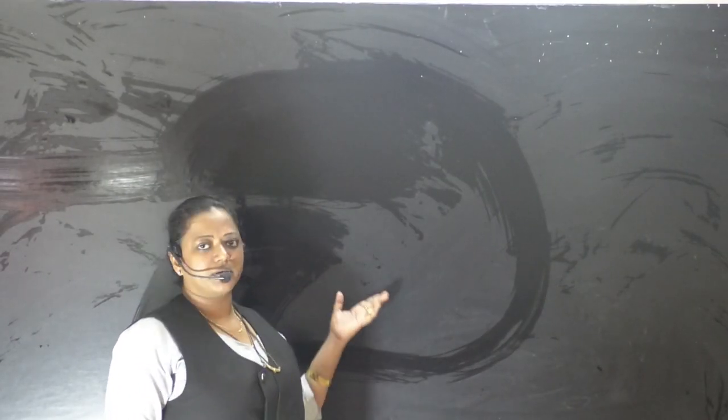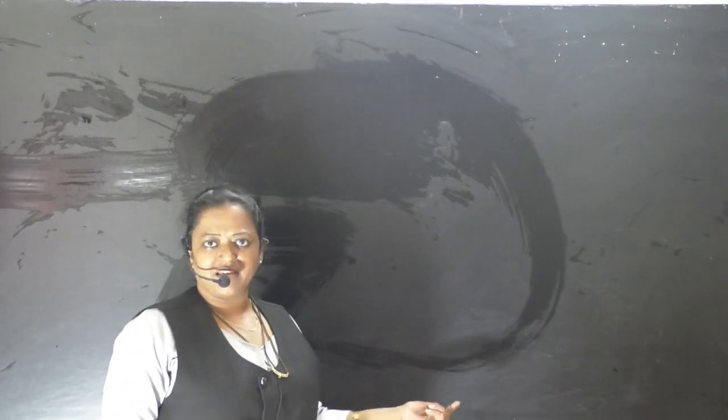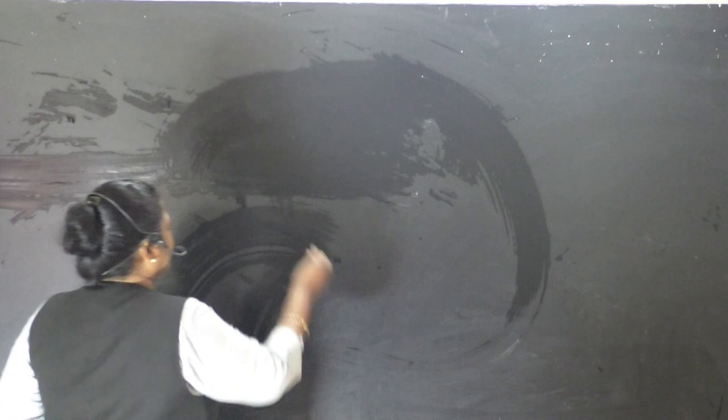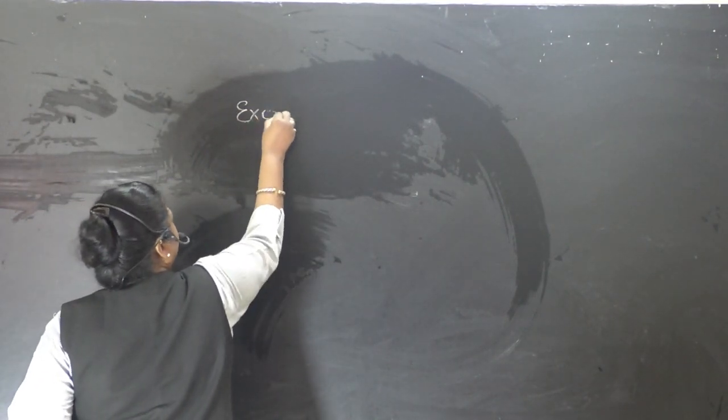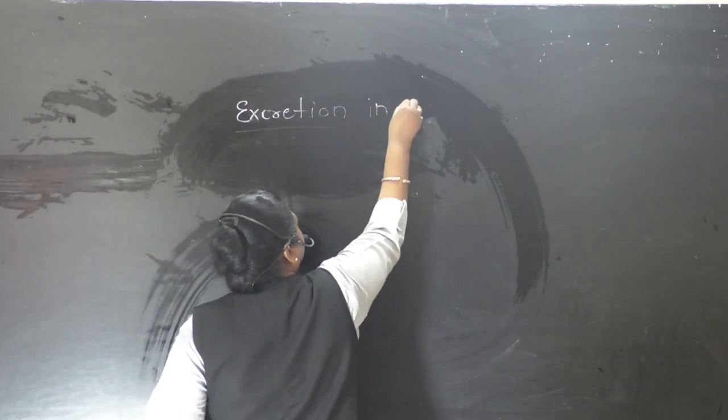Excretion in human beings, the structure of the kidney, and the structure and function of the nephron we have seen in my earlier classes. Now we will see excretion in plants. How does excretion take place in plants?